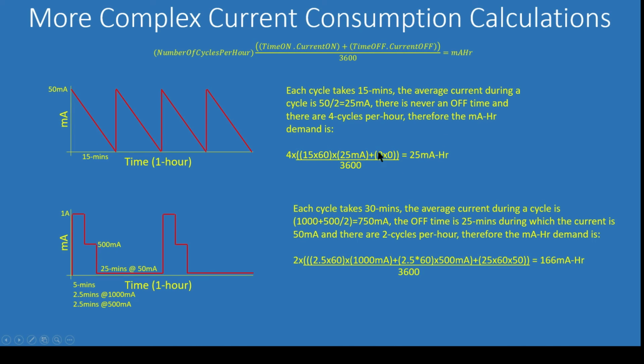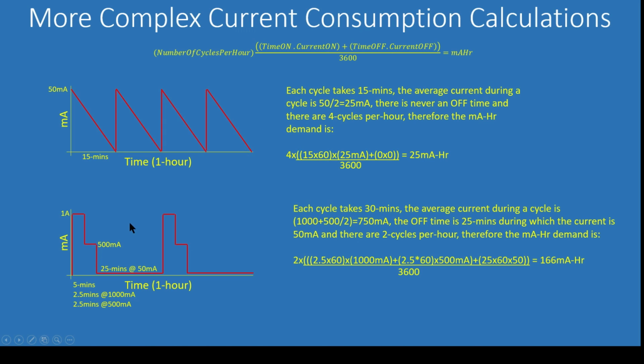How much time does it spend off? Well, it never goes off. It's always demanding current, so you can just make those zeros. And the milliampere hour demand of that circuit is 25 milliamps. If you filled in the gaps here with that part of the triangle, you would get a constant line at 25 milliamps to visualize that.